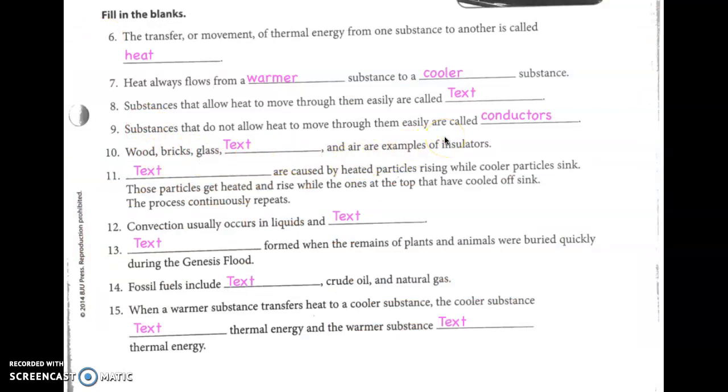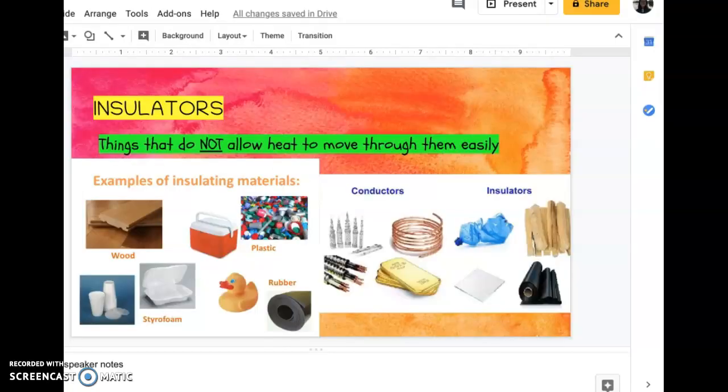Okay, then wood, bricks, glass, and blank, and air are examples of insulators. So there, you could have a lot of different answers for this one. Here are some options you might have put down. Examples of insulators: I'm going to put down plastic.